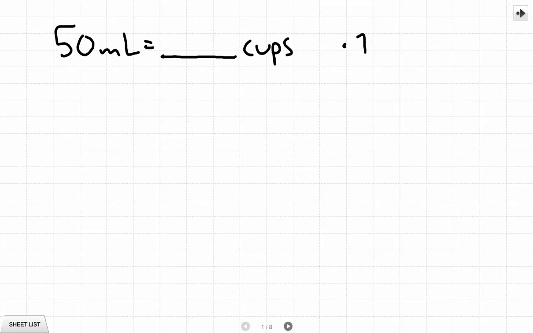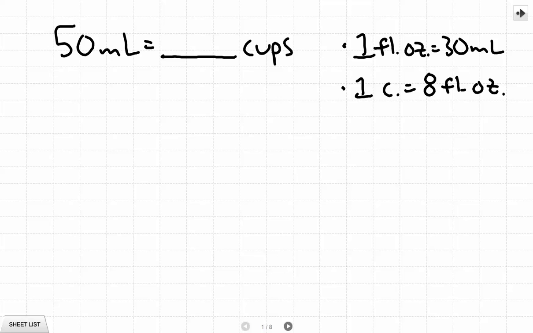Namely, we know that 1 fluid ounce is equivalent to 30 milliliters. So that equation can be used in a ratio form to go from milliliters to fluid ounces. And we know that 1 cup is 8 fluid ounces.